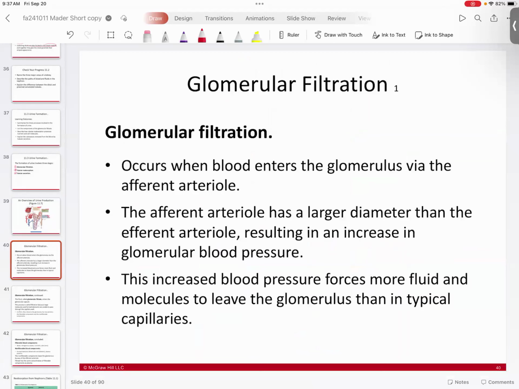And so let's go ahead and take a look at glomerular filtration. Basically, what's going to happen is blood's going to go into the glomerulus, and the glomerulus is like a giant capillary. The afferent arteriole is going to have a larger diameter, so it's bringing the blood into the glomerulus. But because the efferent arteriole has a smaller diameter, the blood pressure is going to be increased in this particular area.